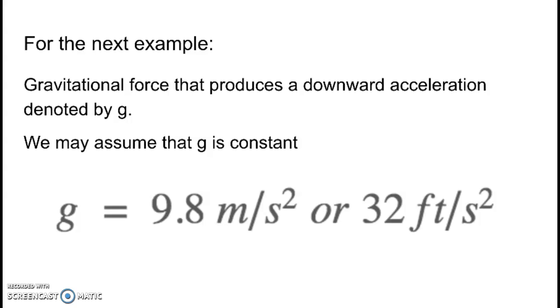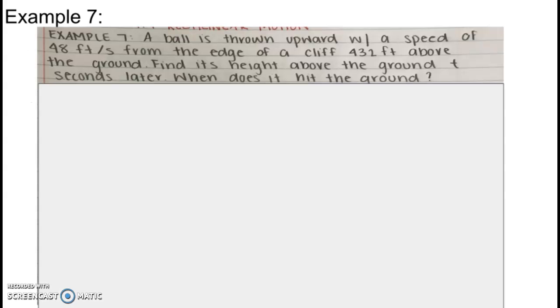So we're going to move on to our last example. Example 7 says that a ball is thrown upward with a speed of 48 feet per second from the edge of a cliff 432 feet above the ground. Find its height above the ground t seconds later. When does it hit the ground? I'll give a second to write.